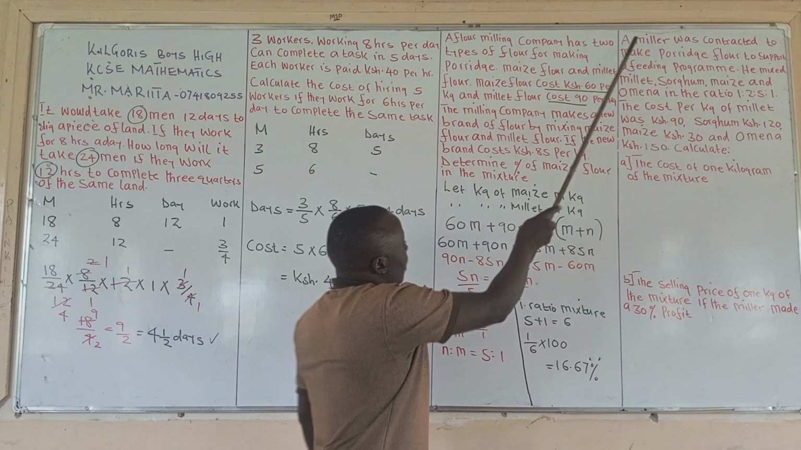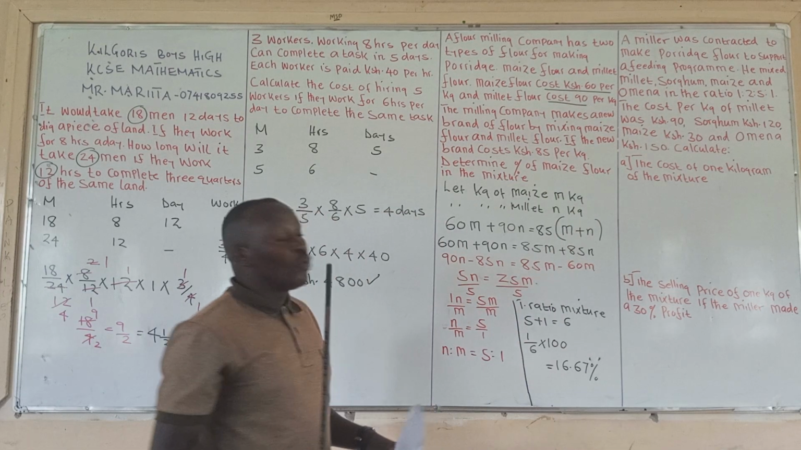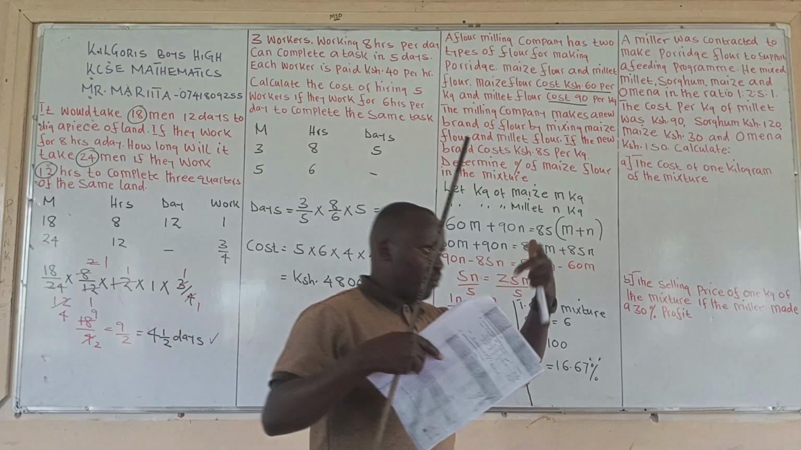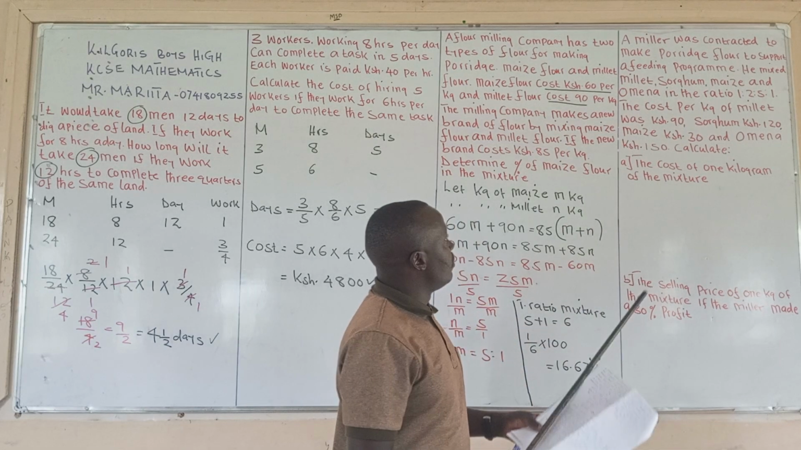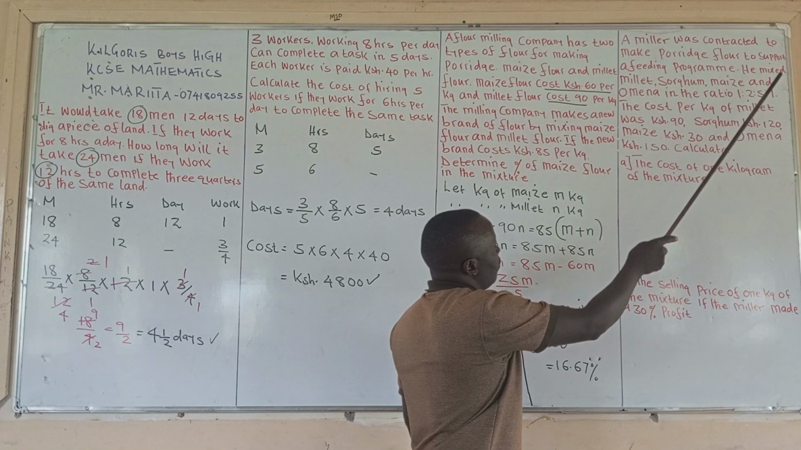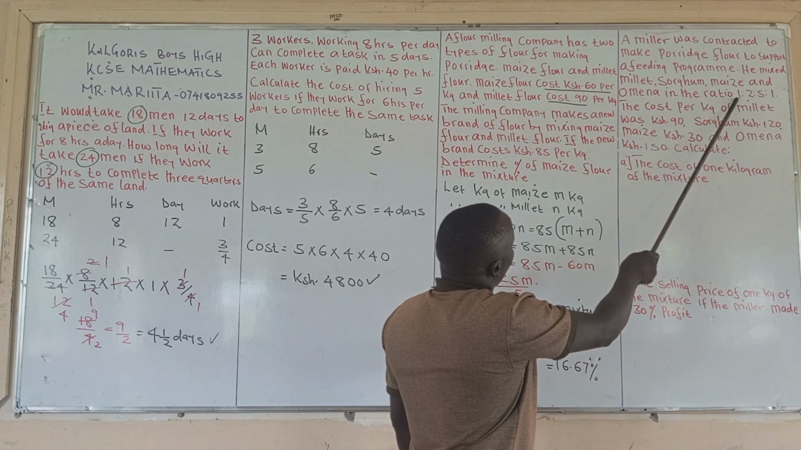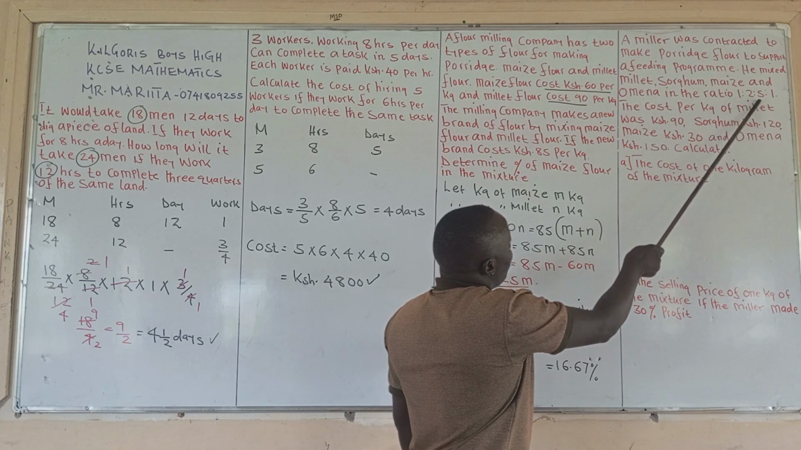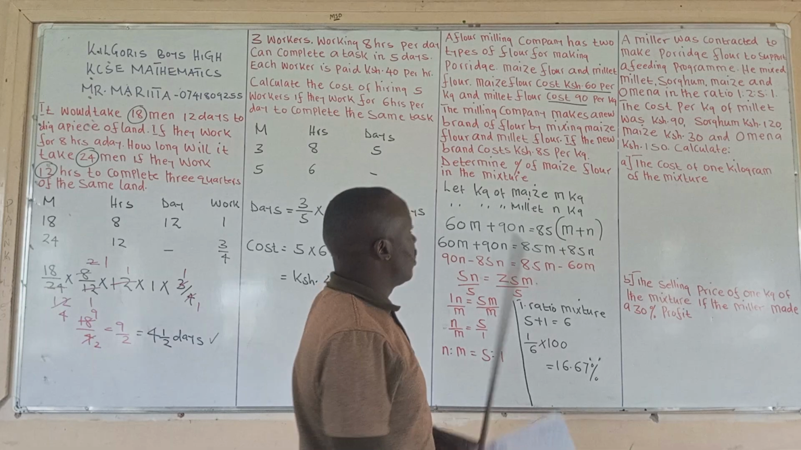Now the last question. A miller was contracted to make a porridge flour to support a feeding program. He mixed millet, sorghum, maize, and omena in the ratio of 1 to 2 to 5 to 1. Meaning that in the mixture we have 1 kilogram of millet, 2 kilograms of sorghum, 5 kilograms of maize, then 1 kilogram of omena. This porridge must be very sweet.